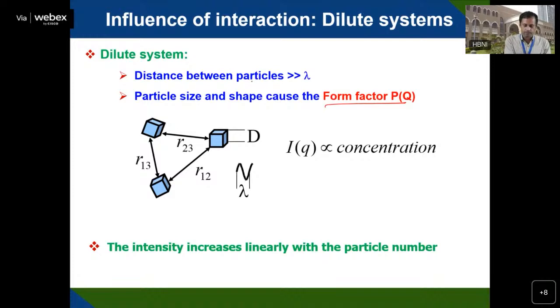You have the dilute system, that means your D, the particle size, and the distance between two particles is much greater than lambda. You have a path length of lambda here. Here you can see R1 by 2, R1 by 3, and R2 by 3. They are much larger than the wavelength of the X-ray or neutron that you use. So in that case the particle interaction will be very small, and you will only get the form factor, the P(Q) parameter, which gives the shape and size of the particle. So I(Q) is mainly concentration dependent, proportional: intensity increases linearly with the particle number. As the number of particles increases, the intensity keeps on increasing.